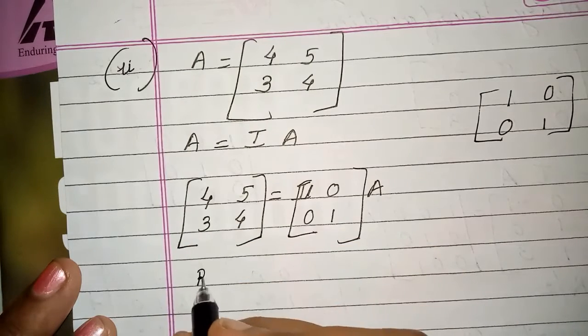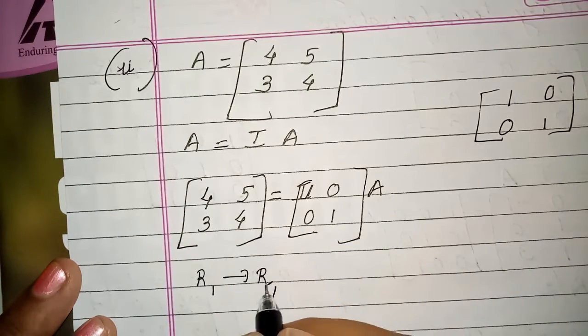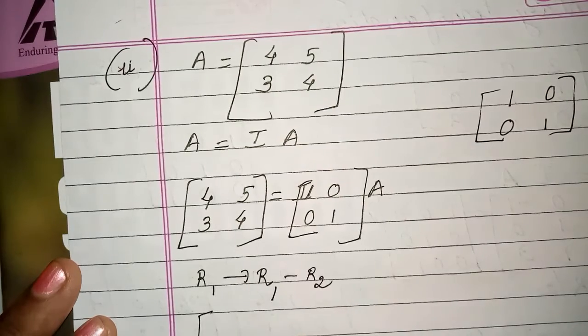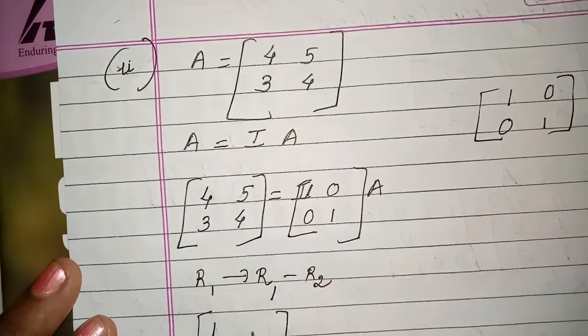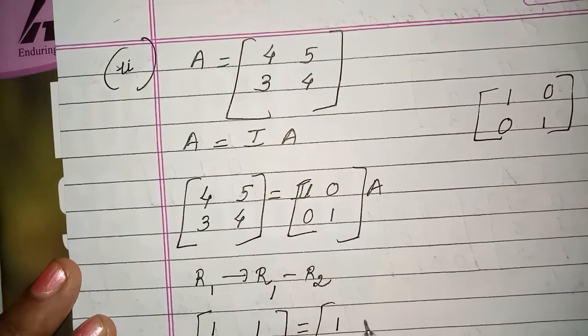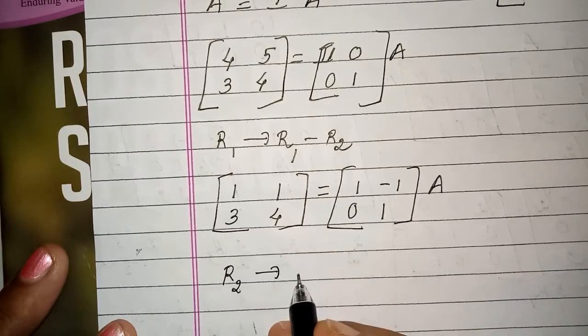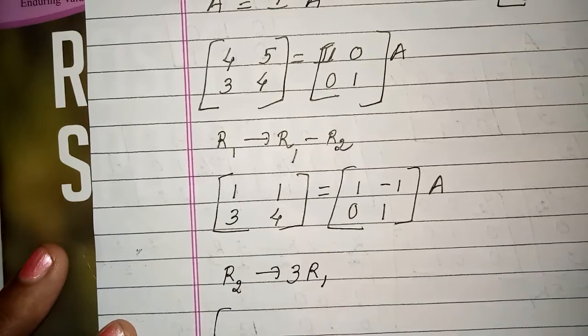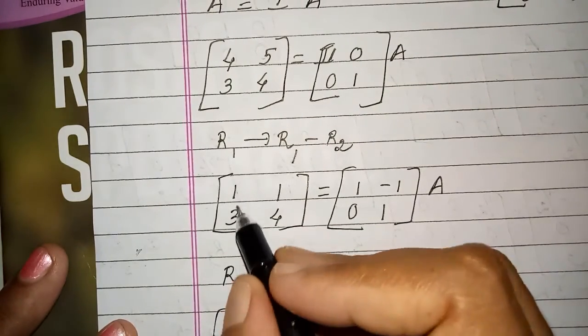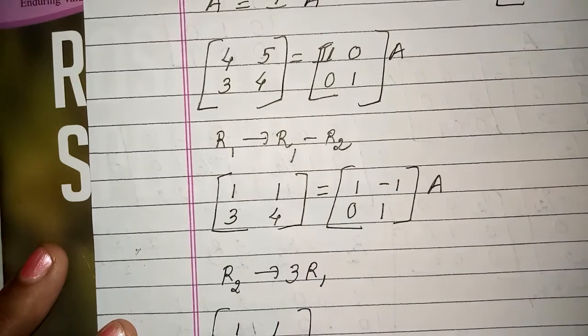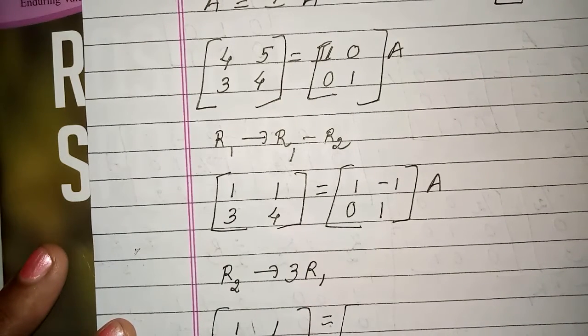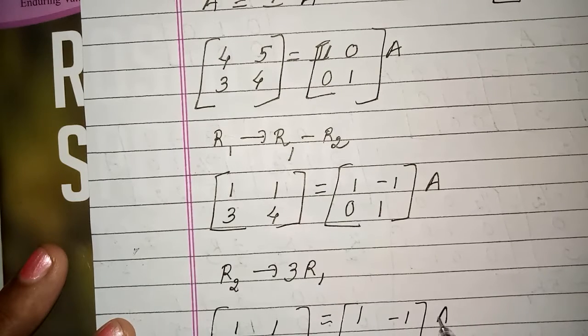Now this time 3 is there. So I can do R1. Start with the same row. R1 minus R2. So what will be 4 minus 3, 1, 5 minus 4, 1, and 3 and 4. 1 minus 0, 1, 0 minus 1, minus 1 and A, 0, 1. Now how do I make this 0? R2, that means 3 minus 3. R2 minus 3R1. So what will be happening? First row as it is. Second row 3 minus 3, 0. 4 minus 3, 1. Similarly here 1 minus 1 and A as it is.